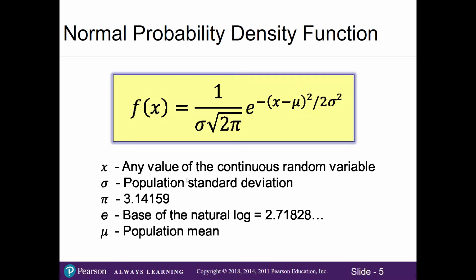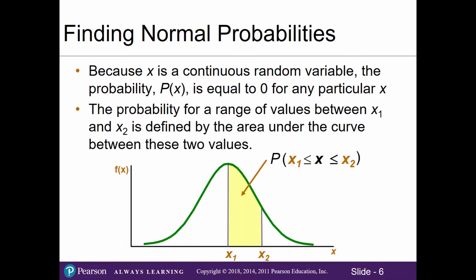Here's the normal probability density function. This is the function or formula that you would use to find a particular value of a continuous random variable. Be aware though that we are not going to use this formula, because if we were to look for a specific value of x, our probability of getting exactly that number is going to be 0. Instead, when we look for normal probabilities, we're looking for the range of values between 2 numbers. And so when we're looking for the range, as you can see here in our normal distribution curve, we're looking for the area under the curve.